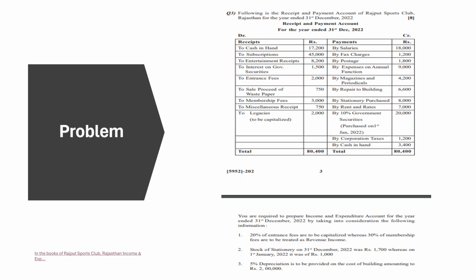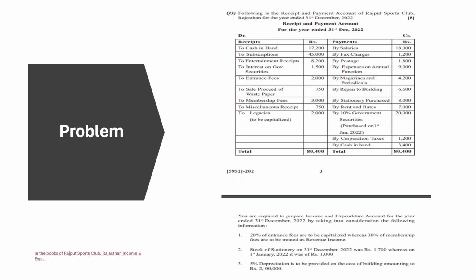Okay, so now we are going to prepare the income and expenditure account. So before preparing this account, the things that we must remember: the receipt and payment account is given, and from this receipt and payment account we have to prepare the income and expenditure account. And the income and expenditure account only records the revenue incomes and revenue expenditure. So whenever we are transferring an amount to the income and expenditure account, we are going to transfer revenue income and revenue expenses only. That is the thing.